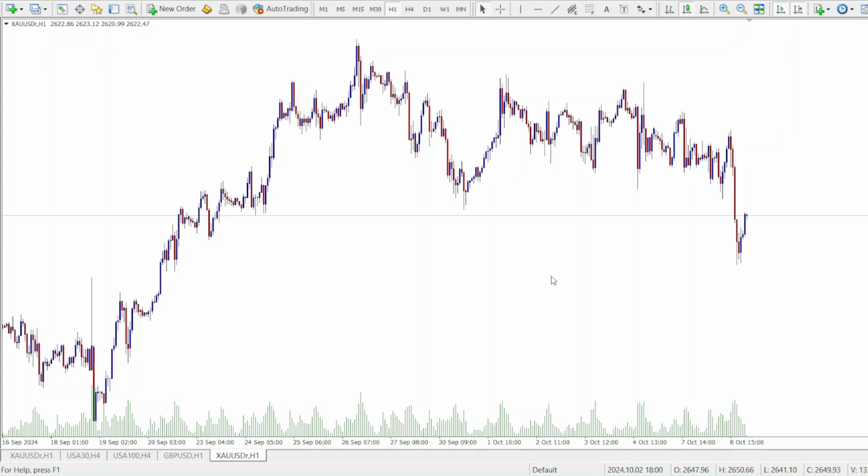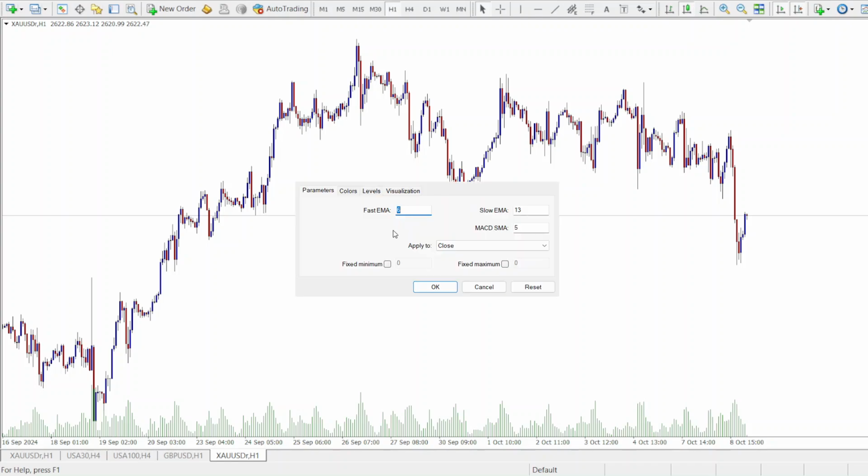exit points. Now, the standard settings for the MACD are, I'm just going to load the MACD into our chart. Just going to change this back because it was modified before. The standard settings are 12, 26, and 9. These are the default settings. But you can tweak these for better results in swing trading, balancing between fast and slow signals.